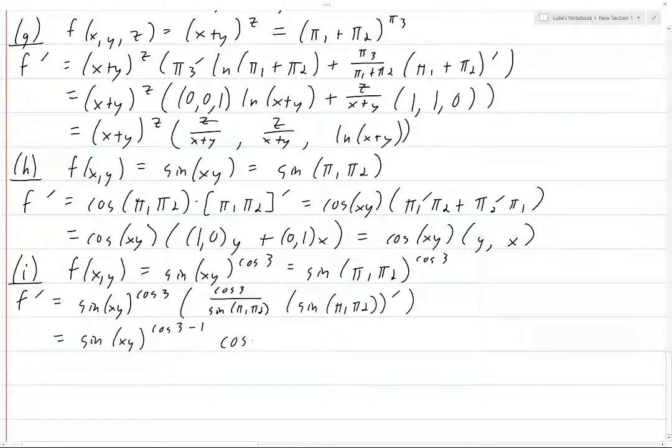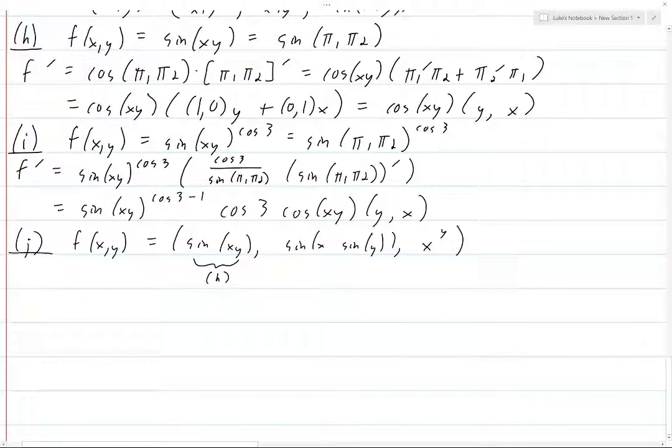And then finally we're on to j. And j is just a combination of a whole bunch of the previous ones. So we've got f of xy equals sine of xy, sine of x sine y, and x to the y. The first one is part H, this is part C, and this is part A. So we just combine them into a matrix. Remember, F goes from R2 to R3, so we need a transformation which goes from R2 to R3, so it's going to be a 3 by 2 matrix.